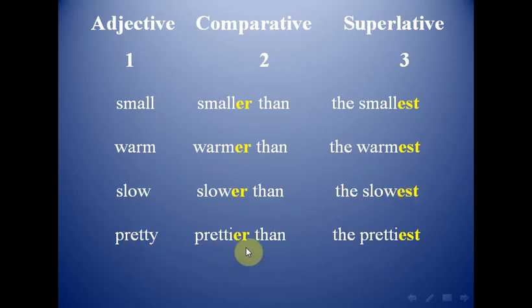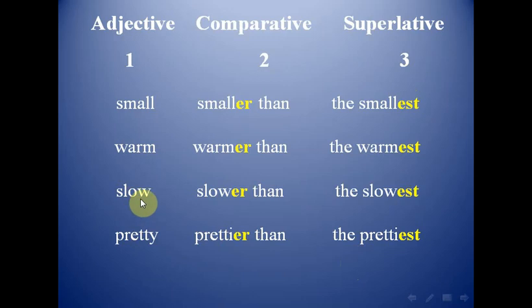Pretty, you say prettier than if I'm comparing two. You say the prettiest if I'm comparing three or more. She's the prettiest one in the class. Very good. So far, that's all that we know about it. But today's lesson is about this last word. Look at this word, okay? And look at it here. And see the difference between these two examples, okay?